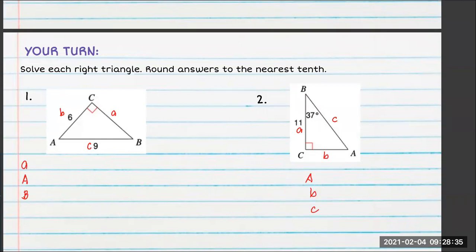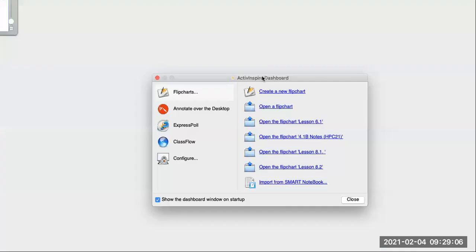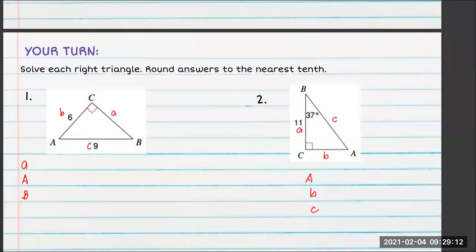So let me give you 5 minutes. You do the Pythagorean theorem if you know 2 sides. So in number 1 here, yes, you know 2 sides, so you can use the Pythagorean theorem.